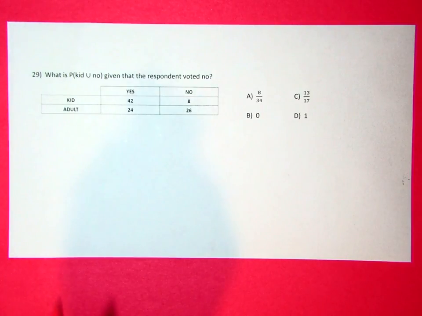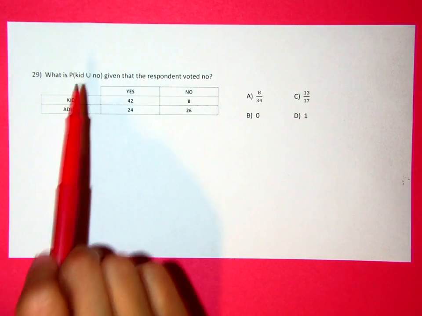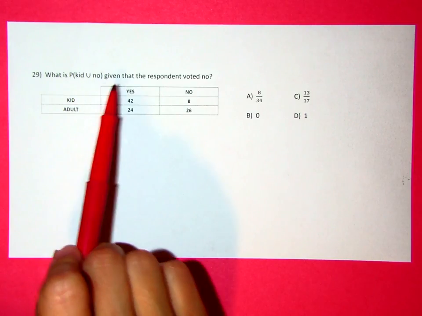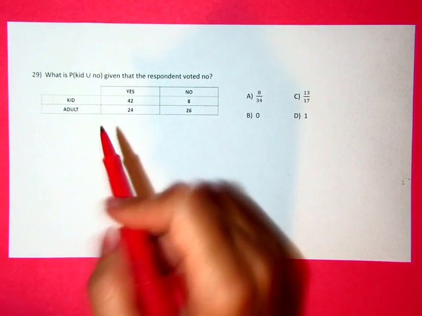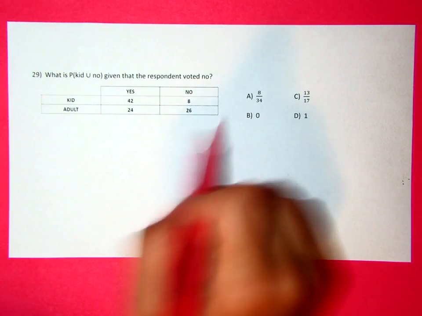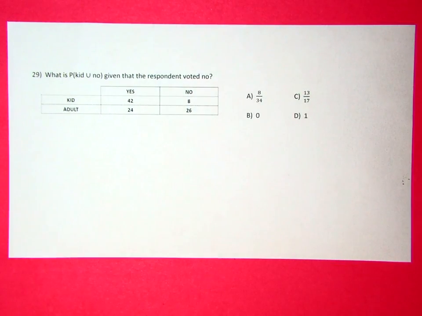Question number 29 says, what's the probability that you're going to have a kid or a vote of no, given that the respondent voted no? Well, let's back up for just a second. What we don't have are our marginal totals here, so we need to go ahead and add them together.